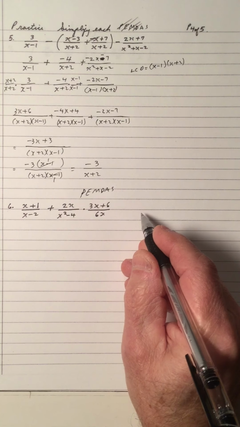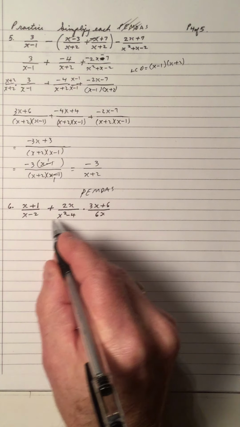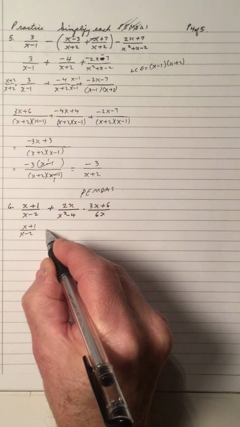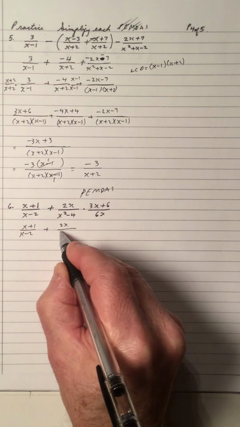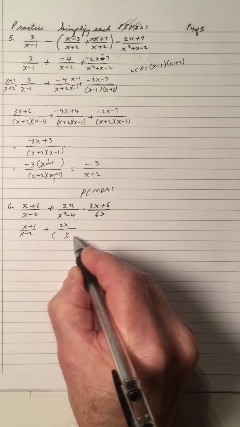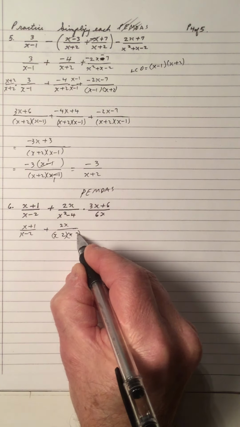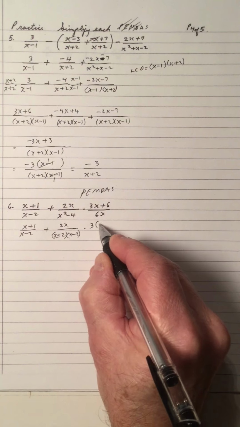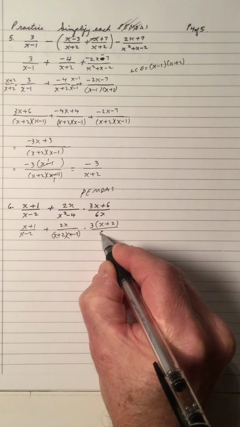PEMDAS. We have to multiply before we add. And do we have it all factored? In multiplication, we should make sure when we're multiplying fractions that all polynomials are factored. So x squared minus 4 is (x + 2)(x - 2), plus minus. 3 is a GCF: 3 and 3x is x, 3 and the 6 goes 2.